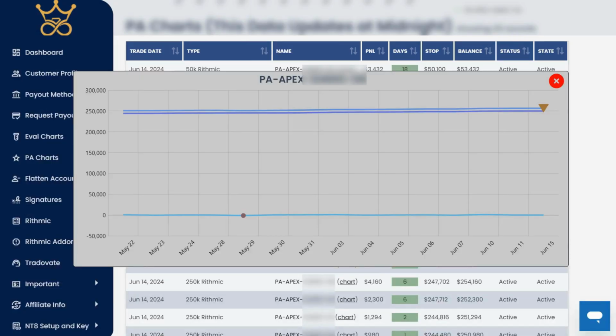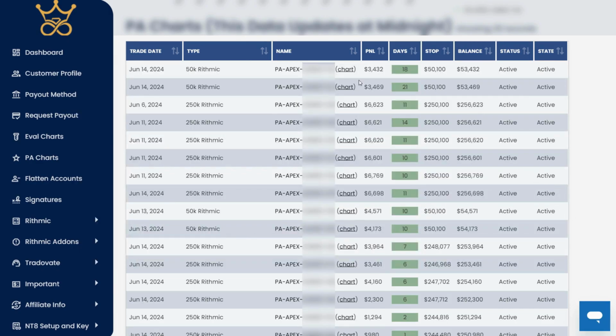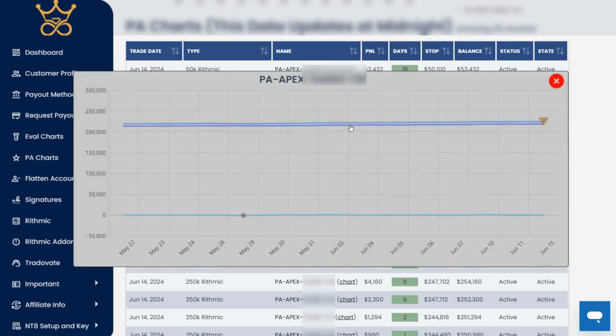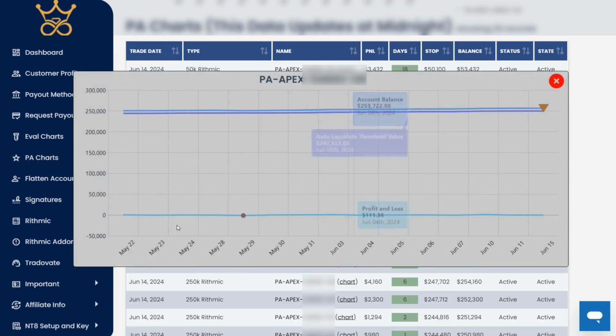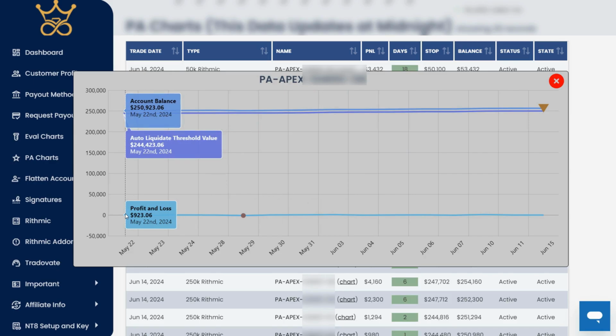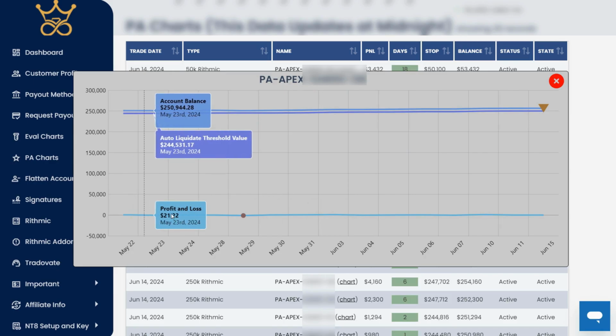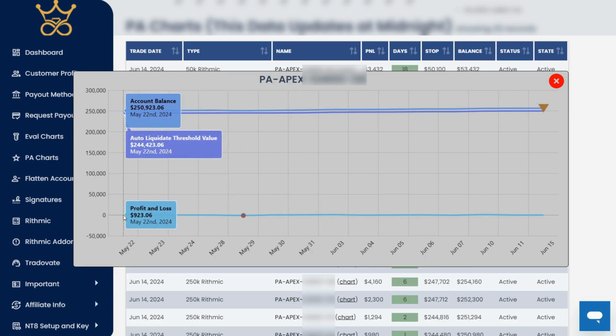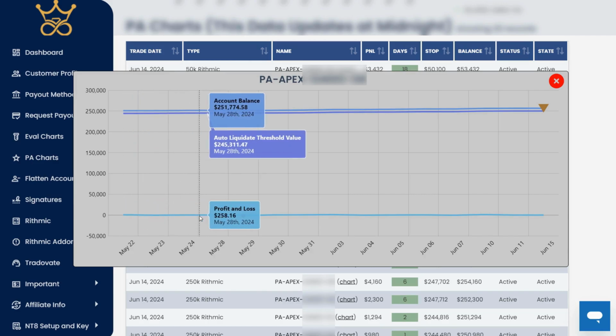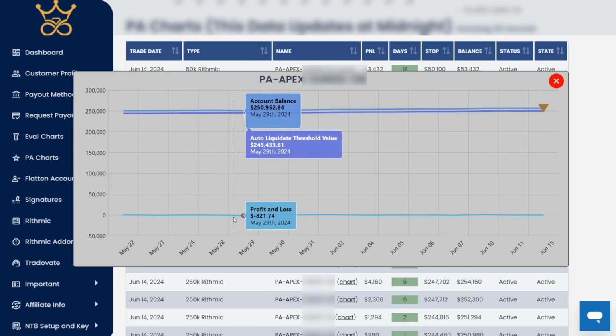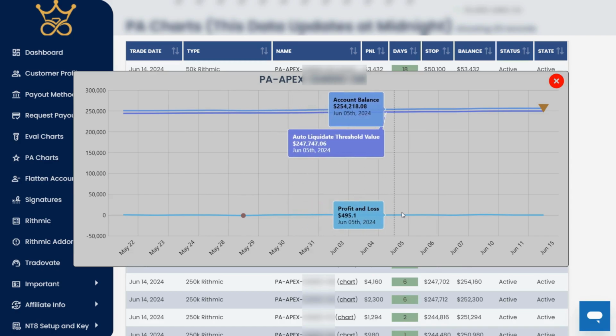This is a 250K PA account that I have. You get that chart by going into your PA charts page and you click on charts. Once you click on charts, you'll see this graph pull out, and what you need to do is hover over each day that you have traded. For me, it's $923, $21, $572, taking a loss at -$821, and so forth.